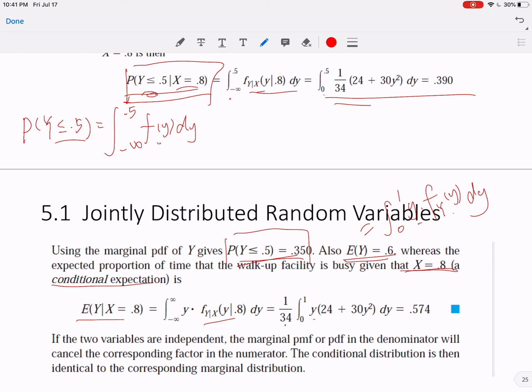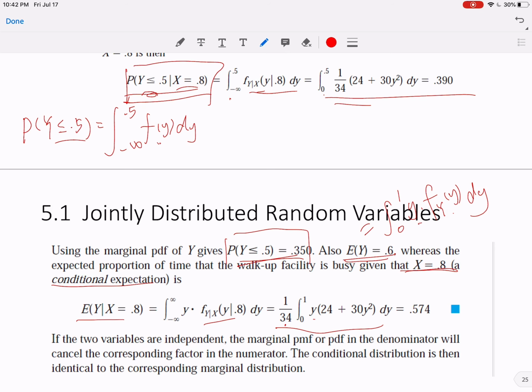And that's why we had the 1 over 34. Since it is a constant, it can be pulled out of the integration. So we got times 24 plus 30 y squared. After the calculation, you just apply the power rule to calculate this integration, and the final answer is 0.574.